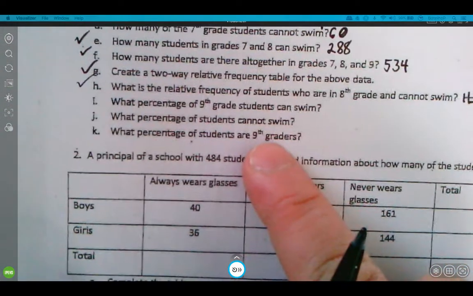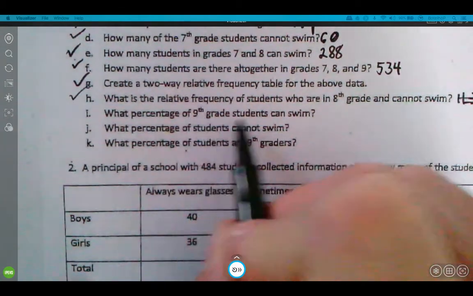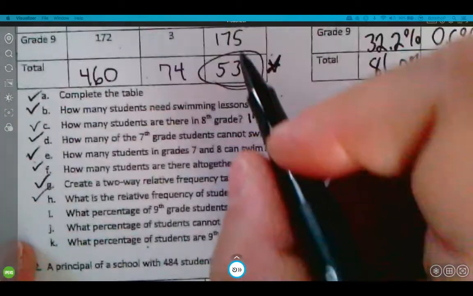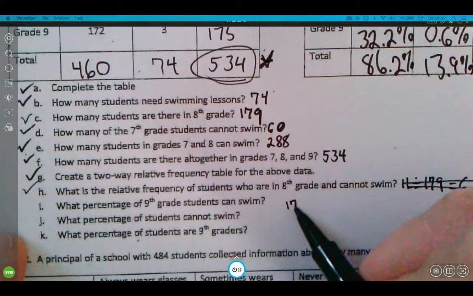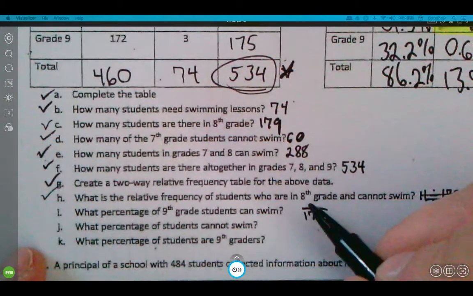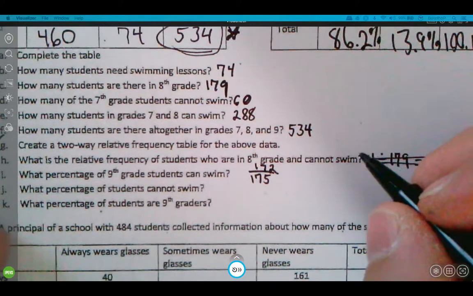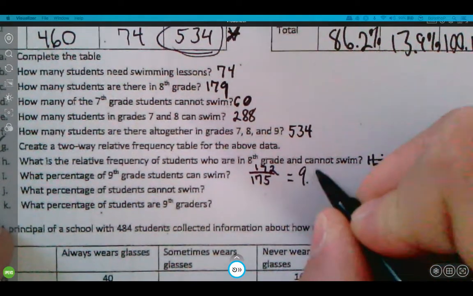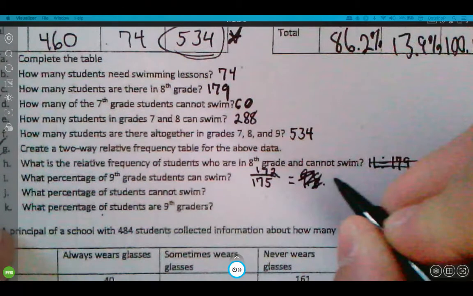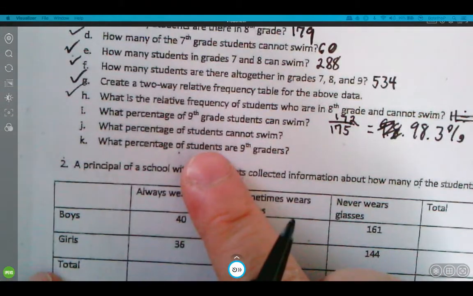Now we're going to go a little bit more specific with percentages. What's the percentage of 9th graders that can swim? Of 9th graders, there's 175, and 172 can swim. So you're going to divide that in your calculator. You get 98.3%. Oops, sorry, that's not how you write 98. 98.3%.